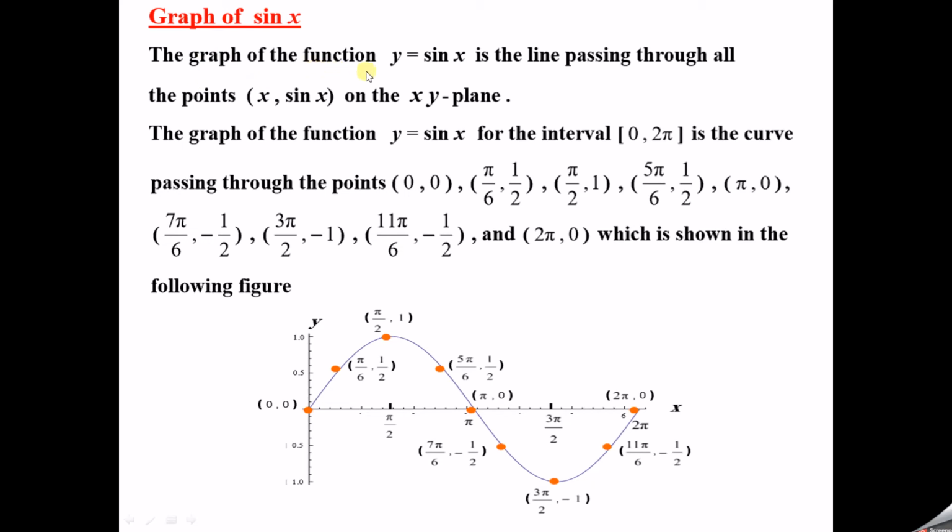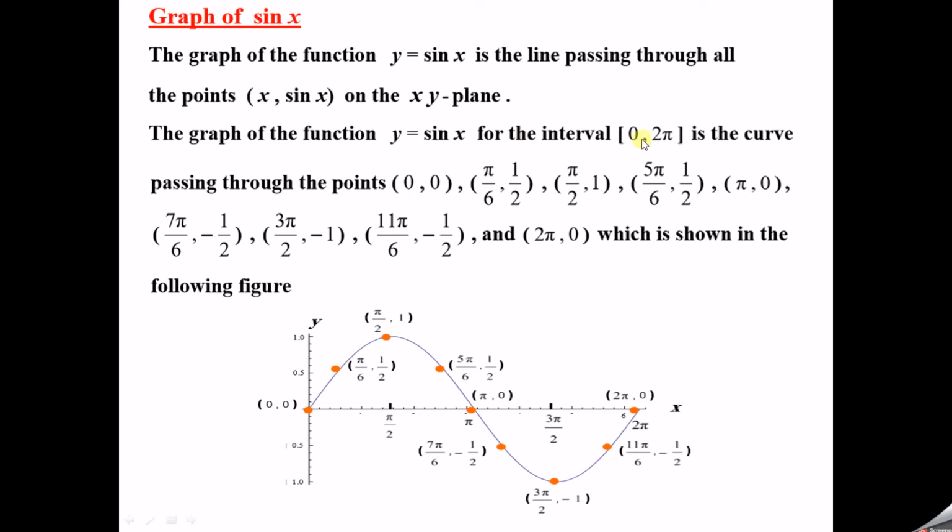The graph of the function y equals sin x is the line passing through the points x and y, which is nothing but x, sin x. So for different values of x, you have to find the values of sin x and mark these points x, sin x. Since sin x is periodic with period 2 pi, we take the values of x between 0 and 2 pi, because after 2 pi the values of sin x will be repeated again. So we take x values between 0 and 2 pi and find the respective y values.